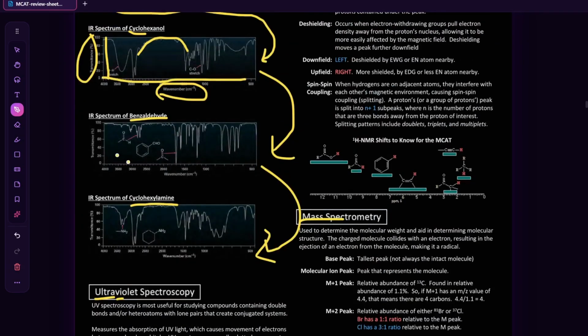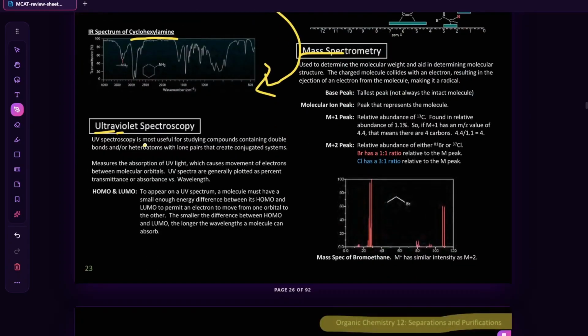Okay. And then for ultraviolet spectroscopy, it's most useful for studying compounds with double bonds and heteroatoms that contain lone pairs that create conjugated systems. So it measures absorption of UV light. So molecules will absorb UV light, which moves electrons between their molecular orbitals, and it's plotted as a percent transmittance or absorbance. It could be either one over wavelength. So you generally plot it as percent transmittance, absorbance versus wavelength.